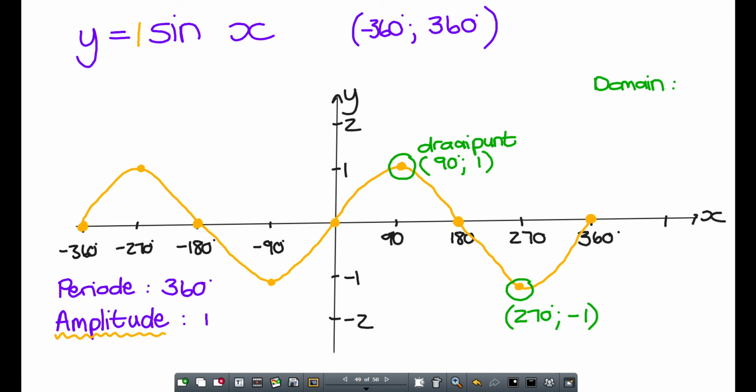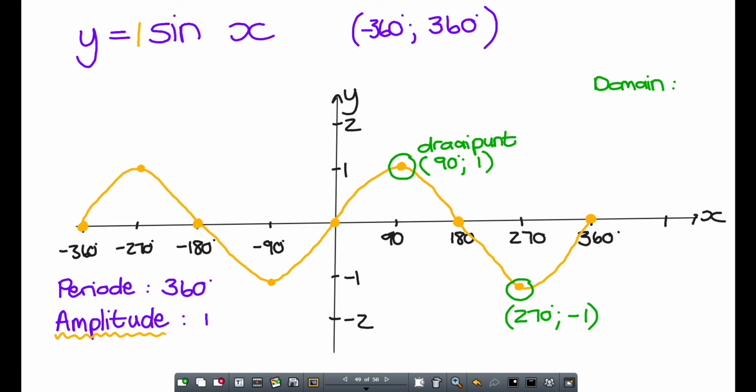Okay, if I were to say X is an element of real numbers, then it is basically going to go on and on and on and on. No. So that would have been true if it did go on and on. But we said it must be between negative 360 and positive 360.